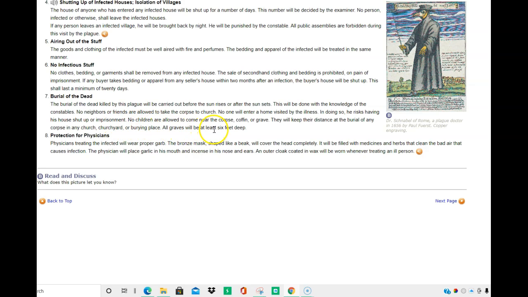No children are allowed to come near the corpse, coffin, or grave. They will keep their distance at the burial of any corpse in any church, churchyard, or burying place. All graves will be at least 6 feet deep.